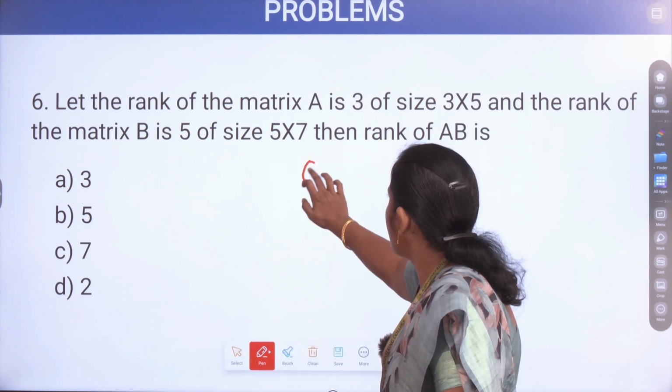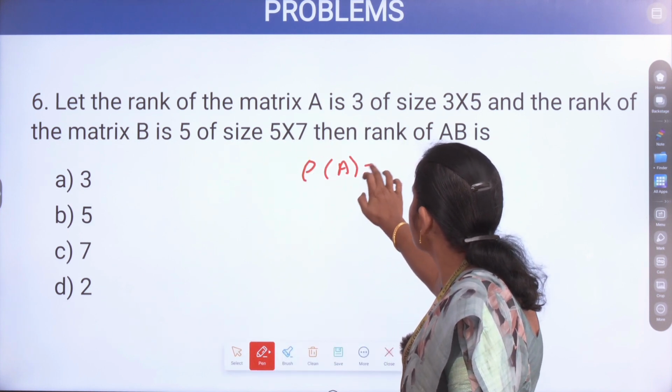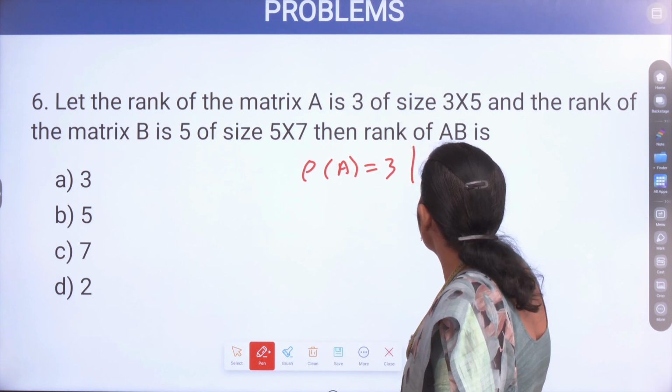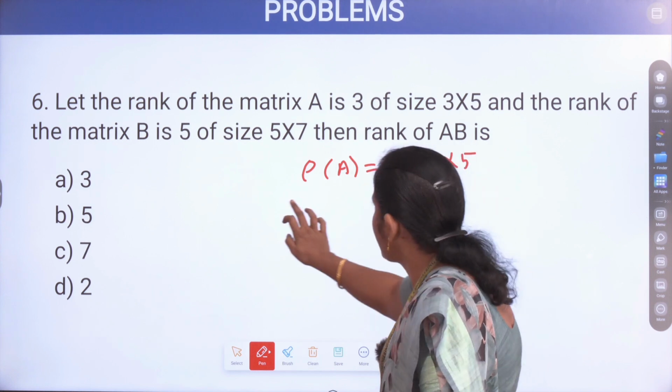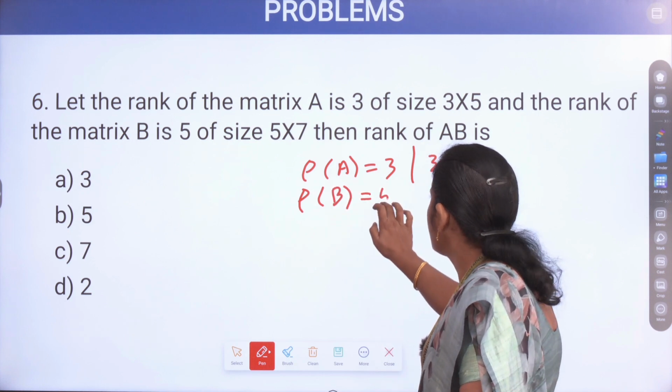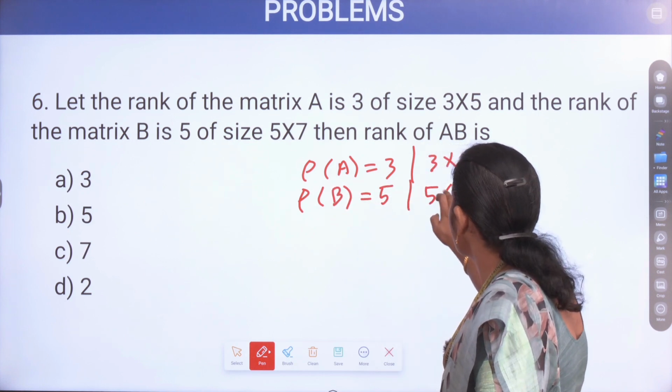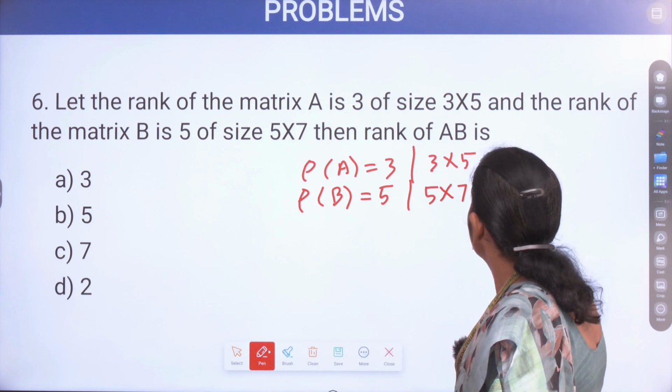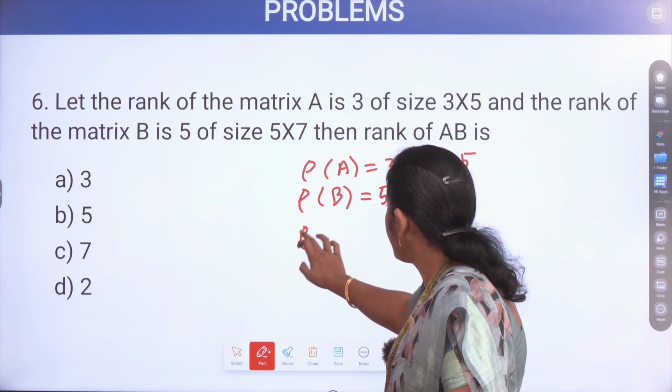The rank of the matrix A is 3, and the size is 3 cross 5. The second matrix B has rank 5, and the size is 5 cross 7. So, the question is, find the rank of AB.